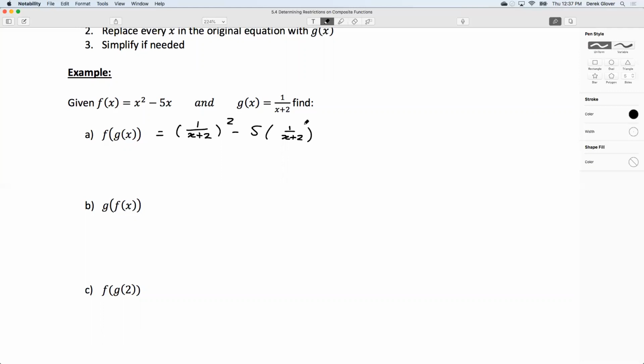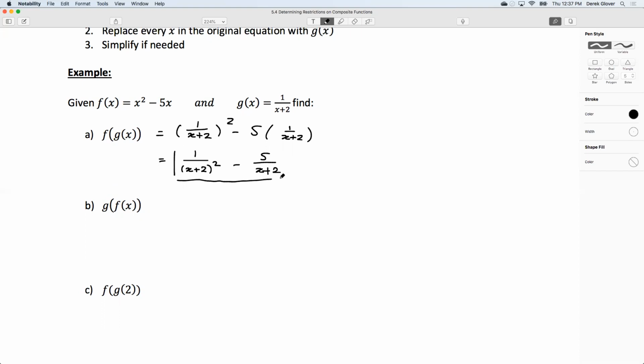Now we need to simplify this a little bit. 1 squared is just 1. And our denominator, we could expand our brackets, but we can also just leave it as x plus 2 all squared. And then for this one, it's going to simplify to 5 over x plus 2. Technically, we could expand the brackets and do another line, but this is enough to get the composite function.